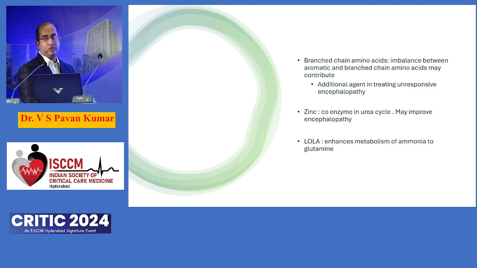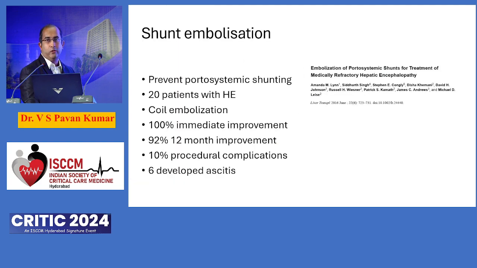Now, this is about ammonia and how we can change its metabolism. The other part of it is the portosystemic shunting, which happens in these patients. So, if we could control those shunts, maybe we can decrease the amount of ammonia getting to the brain. So, this is a small study in 20 patients, in which they had coil embolized, that is, interventional radiology embolized the shunts, and 100% of these patients had immediate resolution, and at 12 months, 92% of the patients had sustained improvement in terms of hepatic encephalopathy, but 6 of them developed ascites.